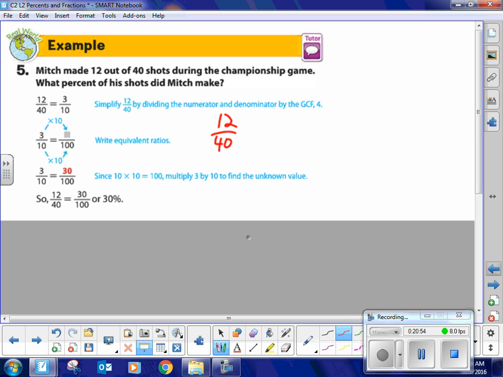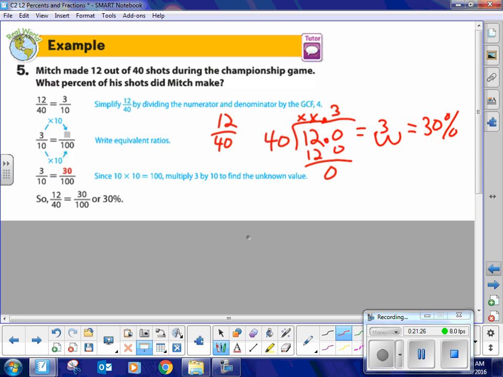12/40ths is the same thing as 12 divided by 40. You don't have to simplify it. 40 can't go into 1, can't go into 12, but you can bring up your decimal, and now you can put 40 into 120. 40 goes into 120 3 times, and that's it. So now this is 0.3. Move the decimal over 2 places to the right, annex a 0 as needed, and you got 30%.